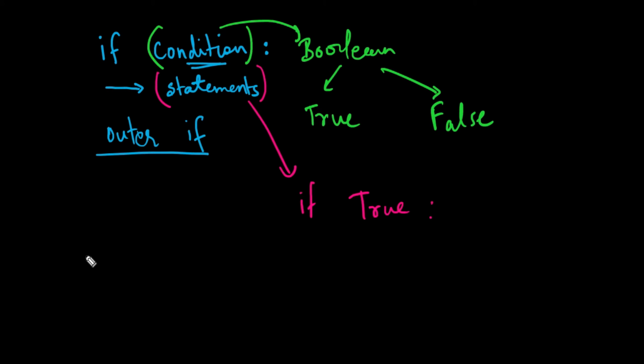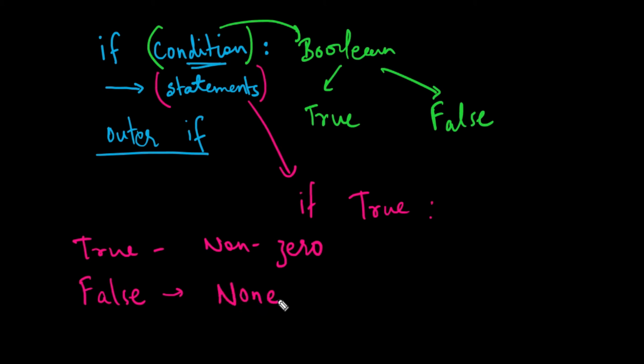Also in Python, non-zero values are treated as true, and None and zero are treated as false. So if we have any non-zero value, it can be any integer value, float value or string value, then it will be treated as true. And None and zero will be treated as false.